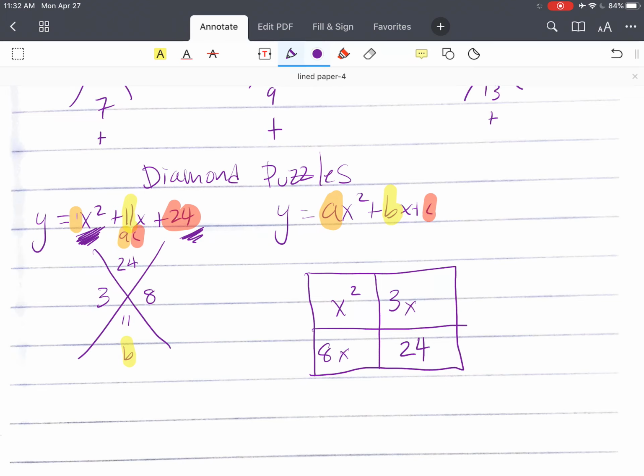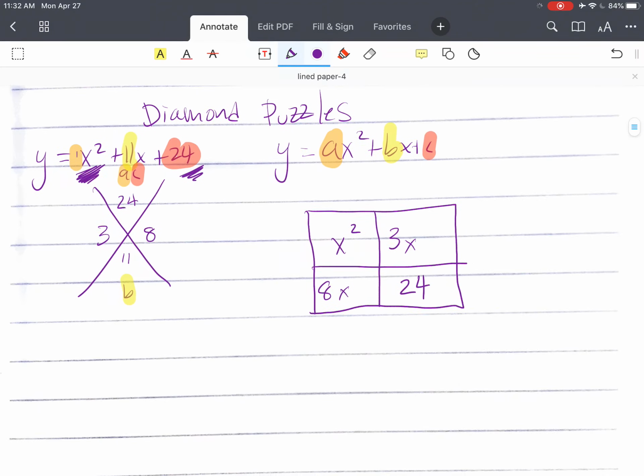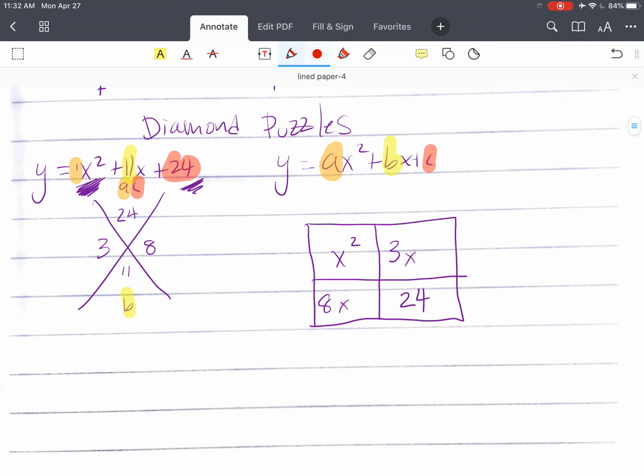Now, I'll explain what we're going to do with it, but just to make sure, this is still the same equation. X squared, x squared. 11x, we broke it up as 8x and 3x, and you'll see why. And then 24, 24. Okay, so it's the same equation.